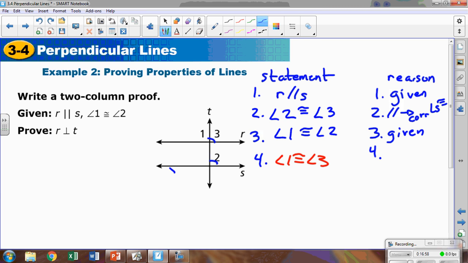What was the name of the property that lets us do that? That is the transitive property of congruence. Well, of course, we remember that there is also a transitive property of equality when we do numbers.